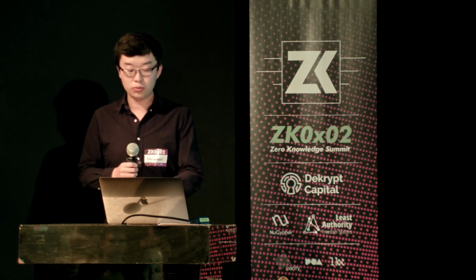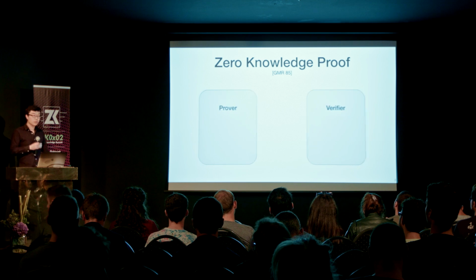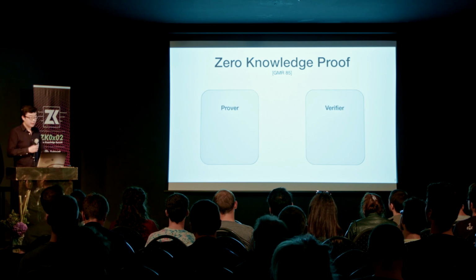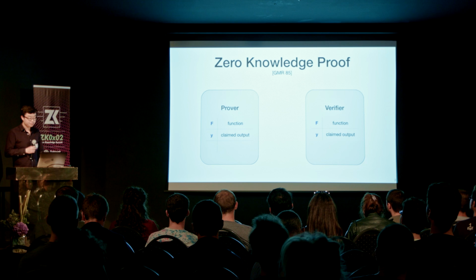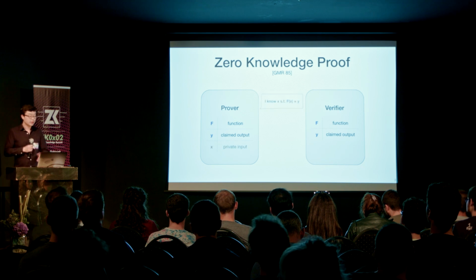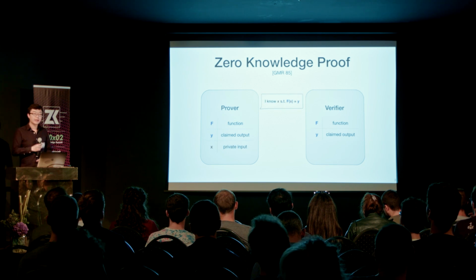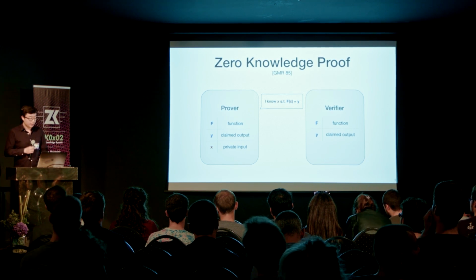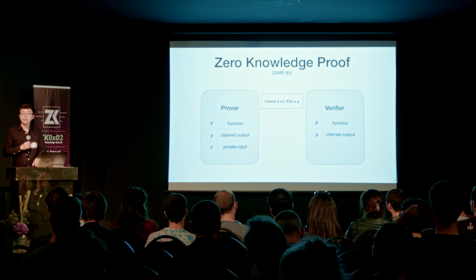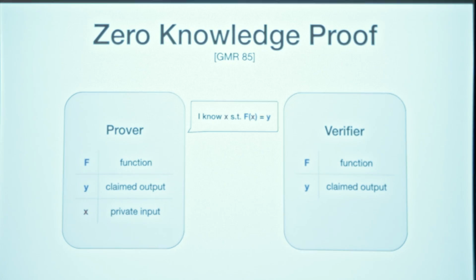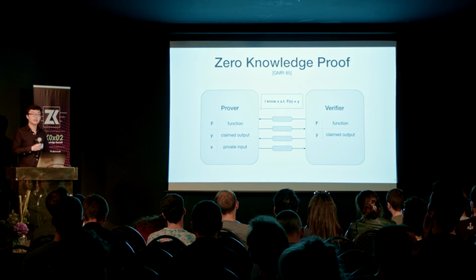A zero-knowledge proof involves two parties. You have a prover and a verifier. And both the prover and the verifier know some public function f, as well as a claimed output y. And the prover says, hey, I know x such that f of x is equal to y. You can think of x as your private input in this case. And the verifier wants to be convinced of this, and so he or she will then challenge the prover. They play this interactive game with each other, after which time the prover will convince the verifier if indeed they know this secret.